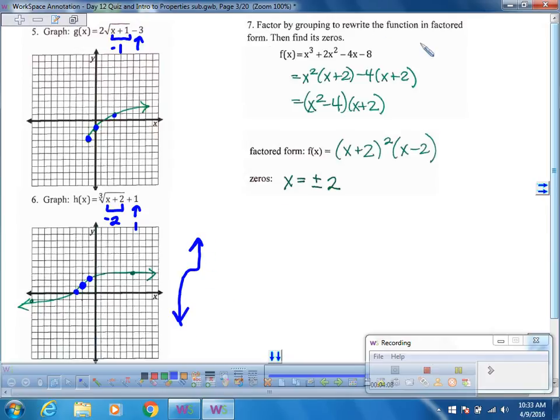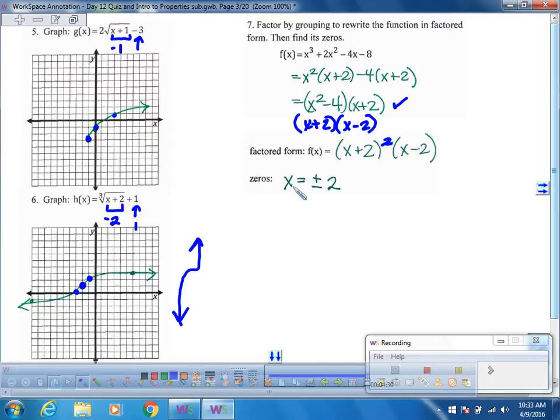Number 7, factor by grouping. I think the biggest mistake on this one is many people got here, but that's not completely in factored form. This is in factored form because x squared minus 4 is the difference of 2 squares. So you have x plus 2 and x minus 2, and it could have been written like this with x plus 2 having a multiplicity of 2.